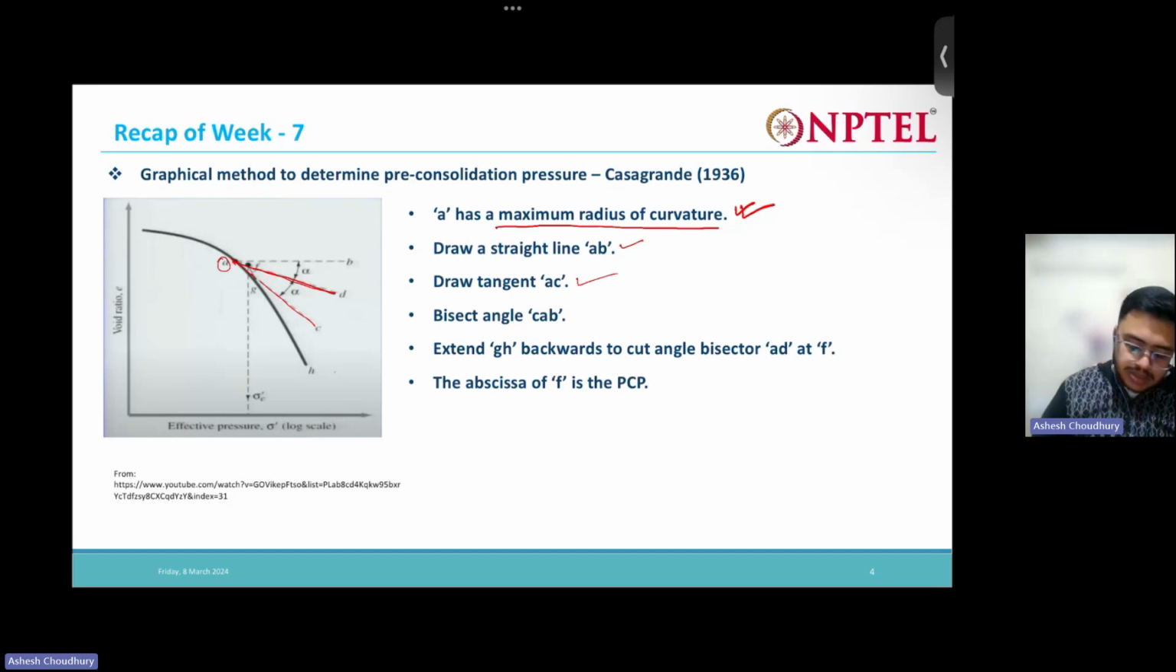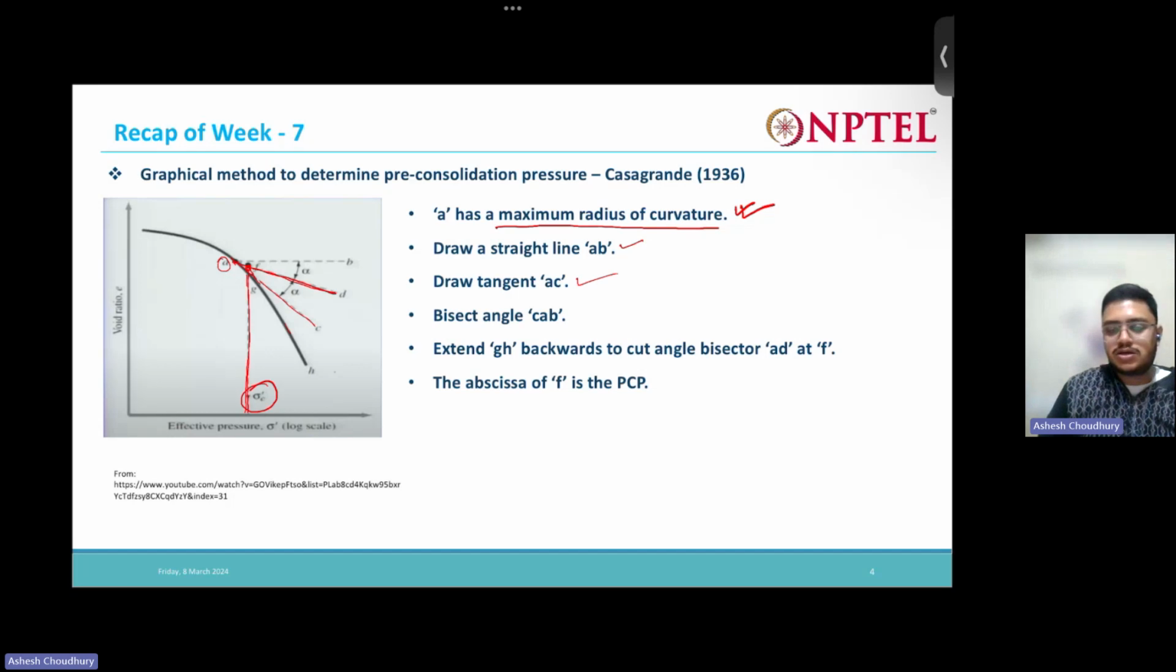Now the straight portion we were talking about, GH, we extend backwards to meet the angle bisector line AD at the point F. The abscissa of the point F is our pre-consolidation pressure. That abscissa will give us the pre-consolidation pressure.